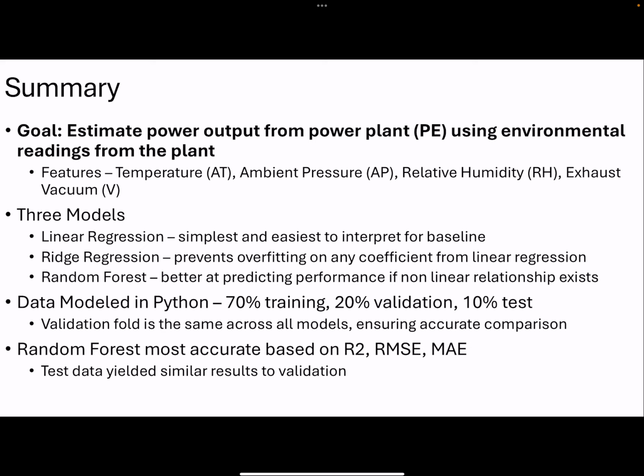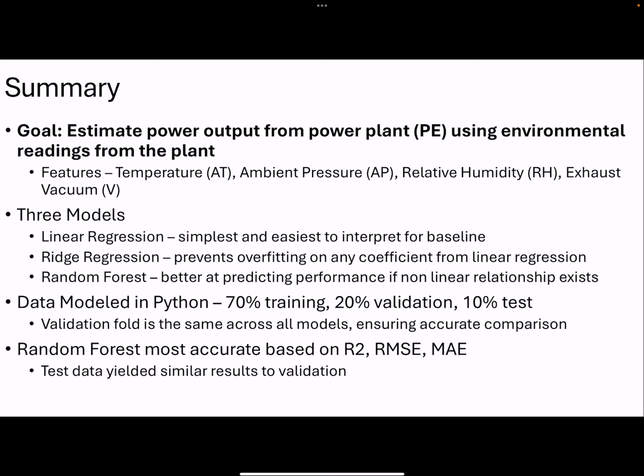So we've chosen evaluation metrics that are standard for regression: root mean squared error, mean absolute error, and R squared, which tell us how much of the variance in the target is explained by the model. The RMSE, or root mean squared error, and the MAE, mean absolute error, are important because they give us a sense of average size of errors in real-world units of megawatts.